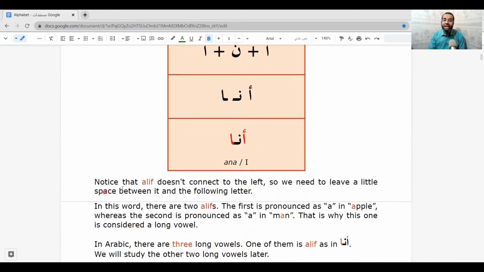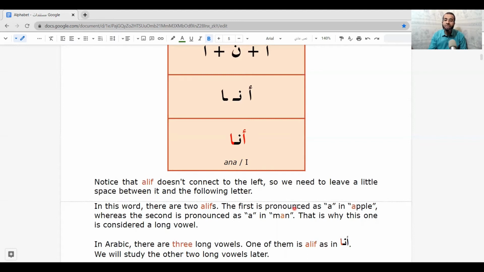Notice that Alif doesn't connect to the left. Look here. This is Alif, followed by Noon. They are not connected. So we need to leave a little space between it and the following letter. Here there is a little space between Alif and Noon. But here, the Alif is connected from right.